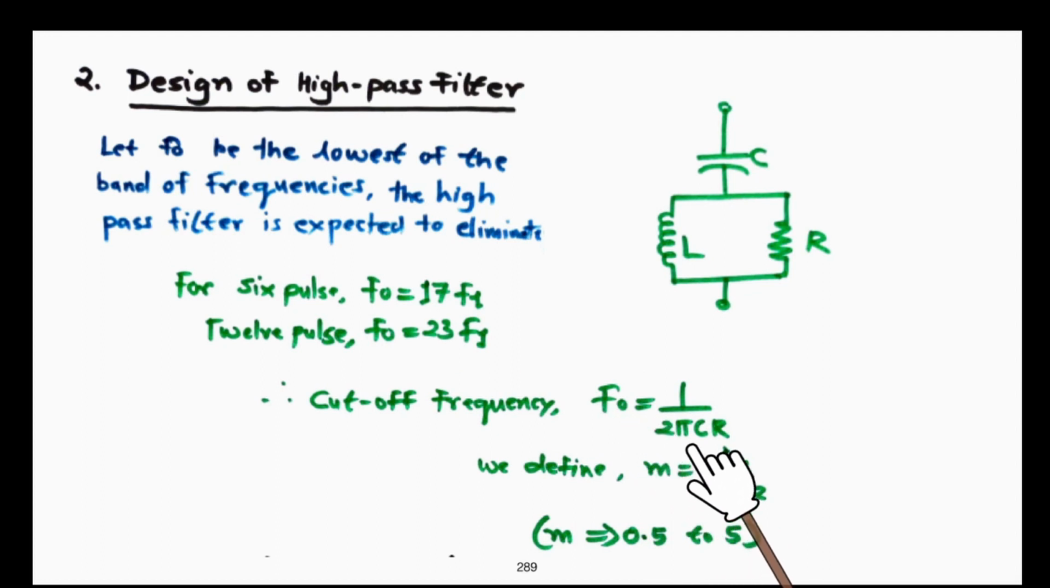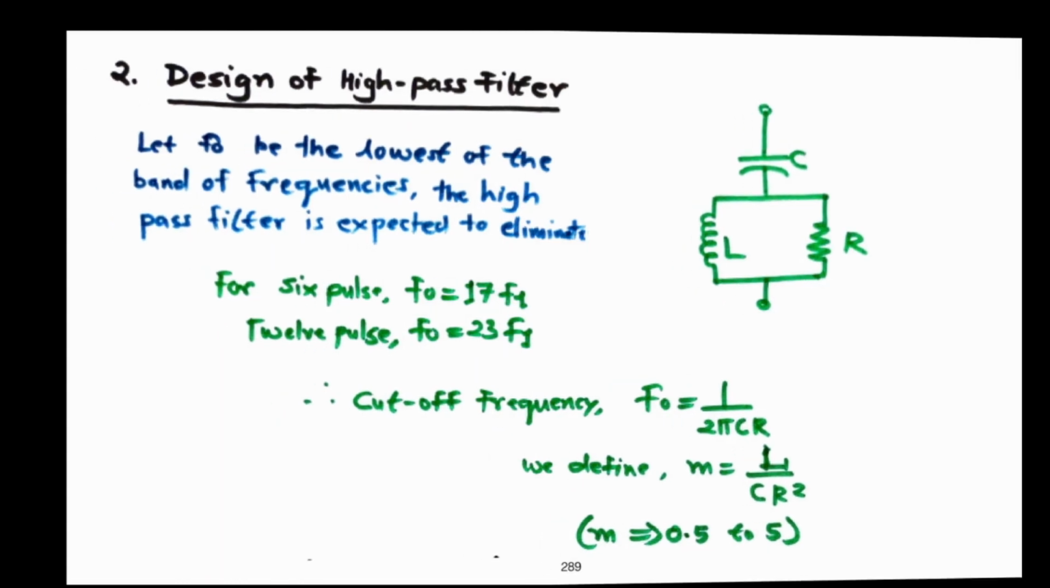So by knowing F0 and C, we can always obtain the value of R from here. And then the next equation is used by substituting C and R and assuming a suitable value for M lying in the range of 0.5 to 5, we can calculate the value of L. So we know the value of C from the size of the filter. For a given frequency, we can calculate the value of R, right? And lastly, by putting M, C and R, we can calculate L. So all the 3 components can be evaluated. So this is the design procedure for the high pass filter.